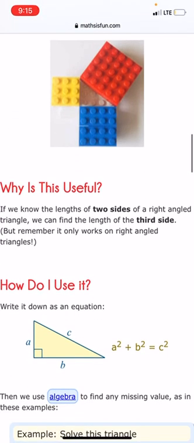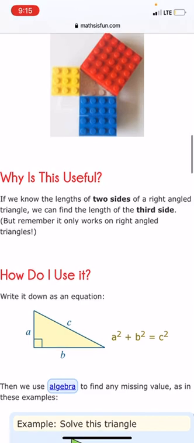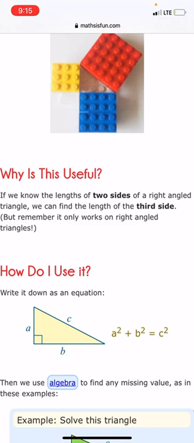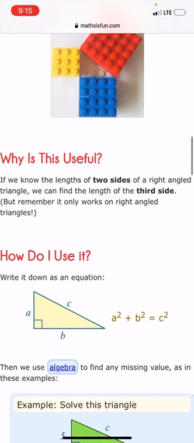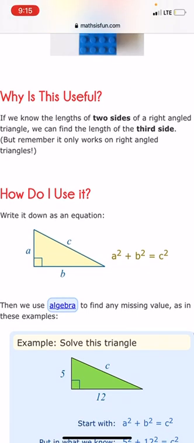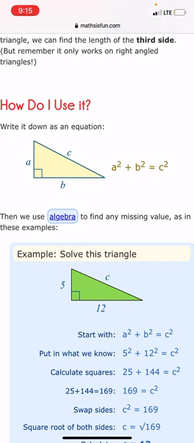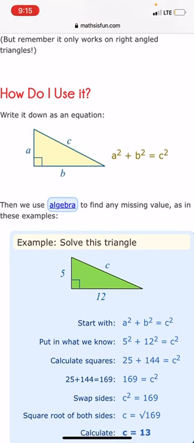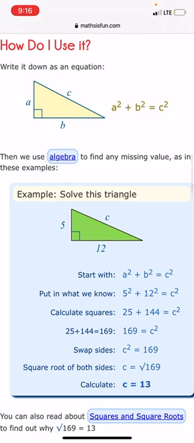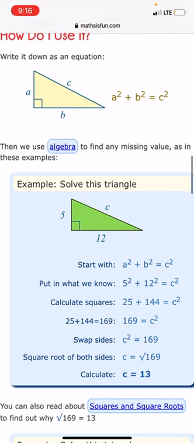Then I said, how is this useful? If we know the lengths of two sides of a right angle triangle, we can find the length of the third side. But remember, it only works on right angle triangles. So how do we use it? This was a problem that I allowed the student to work on by themselves. I said, write this down as an equation. We have this triangle, and as we know, the formula is a squared plus b squared equals c squared. We're going to use algebra to find any missing value.